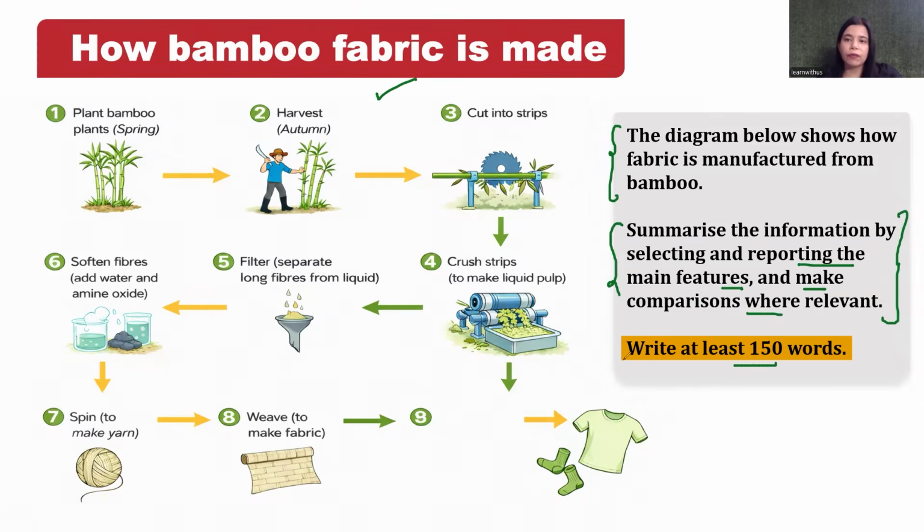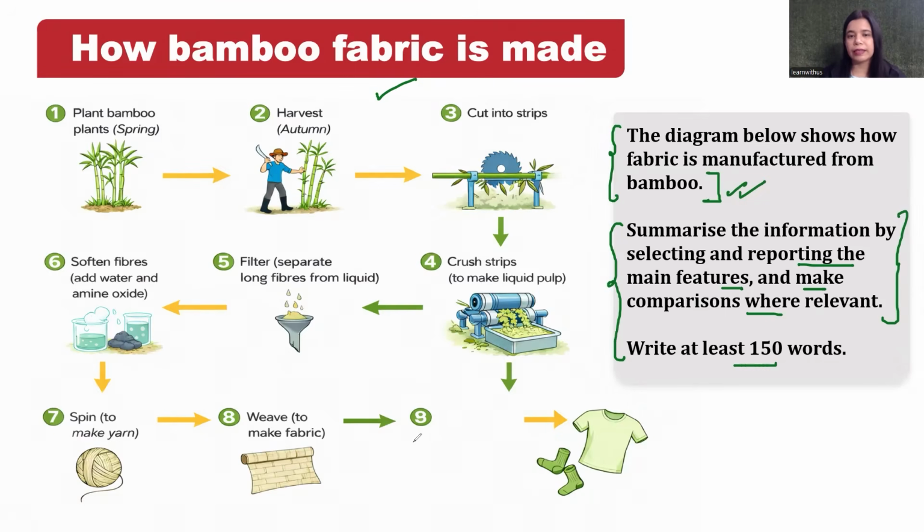Now, this piece of information is common piece of information. This is written under every task 1 question. And this is our main question. This needs to be rewritten in the introduction paragraph with changed language. Now let's quickly analyze these figures.